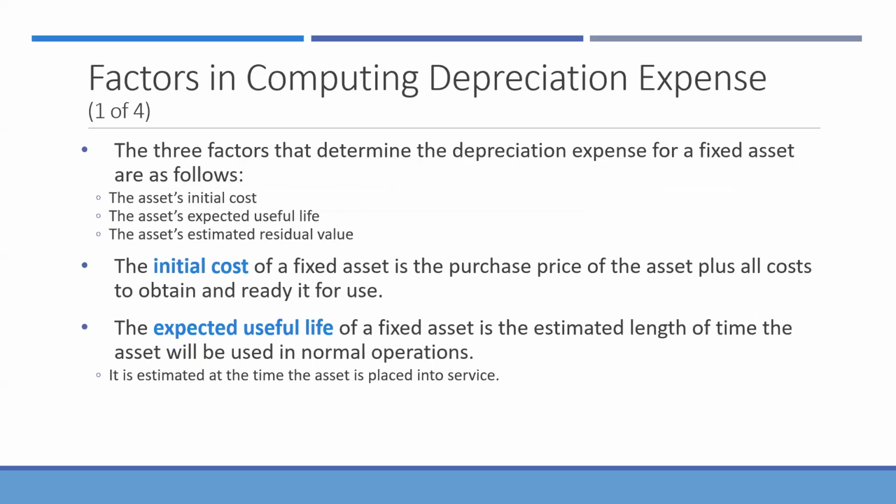So factors for computing depreciation expense. We have the initial cost, the expected useful life, and the estimated residual value of the asset. So the initial cost, right? That's all the costs that we were calculating, not for land, but for everything else. And then the residual value is what do we expect this to be worth at the end of its life?